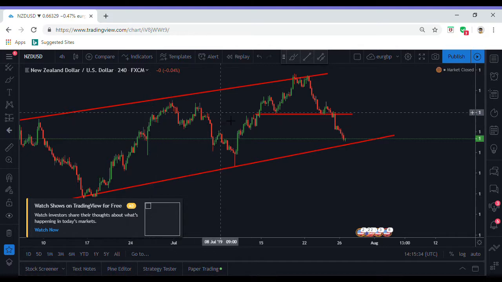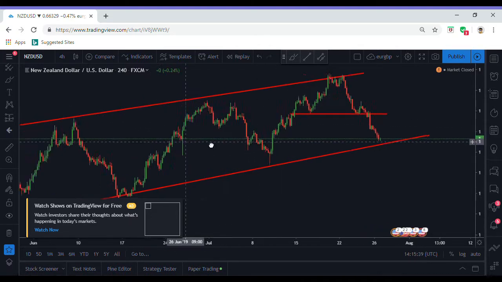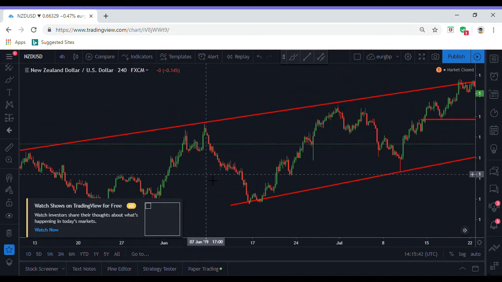So like here, as you can see, I don't have any other example for bearish engulfing.